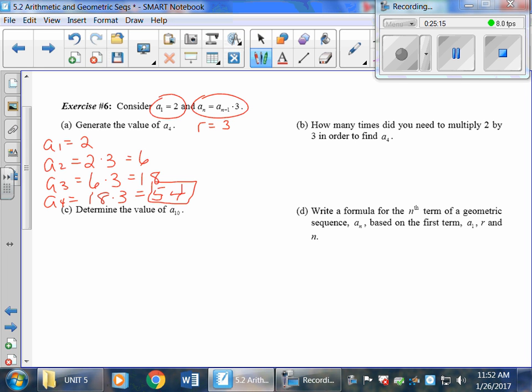B says, how many times did you need to multiply 2 by 3 in order to get a sub 4? So how many times did we have to do? We have to start with 2, multiply by 3 once, multiply by 3 twice, multiply by 3 3 times. So again, you're using that same n minus 1 here. So that's kind of important.